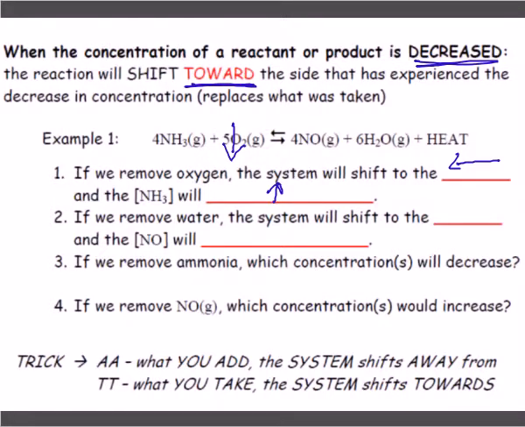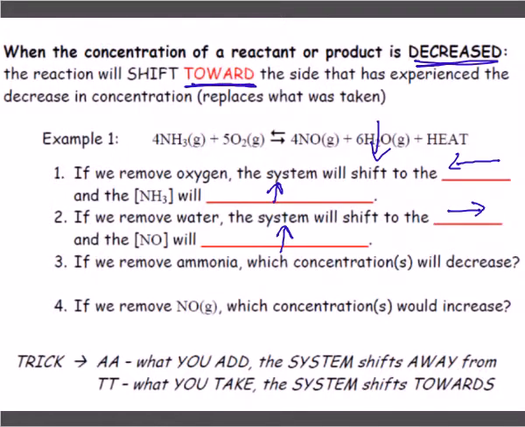I want you guys to try number 2 on your own. Number 2, if we remove water, this is going down. Which way are we going to have to shift? I hear both. Which is it? It's going to go to where it was removed, so we're going to shift to the right. What's going to happen to the amount of NO? It's going to increase as you're going toward it.